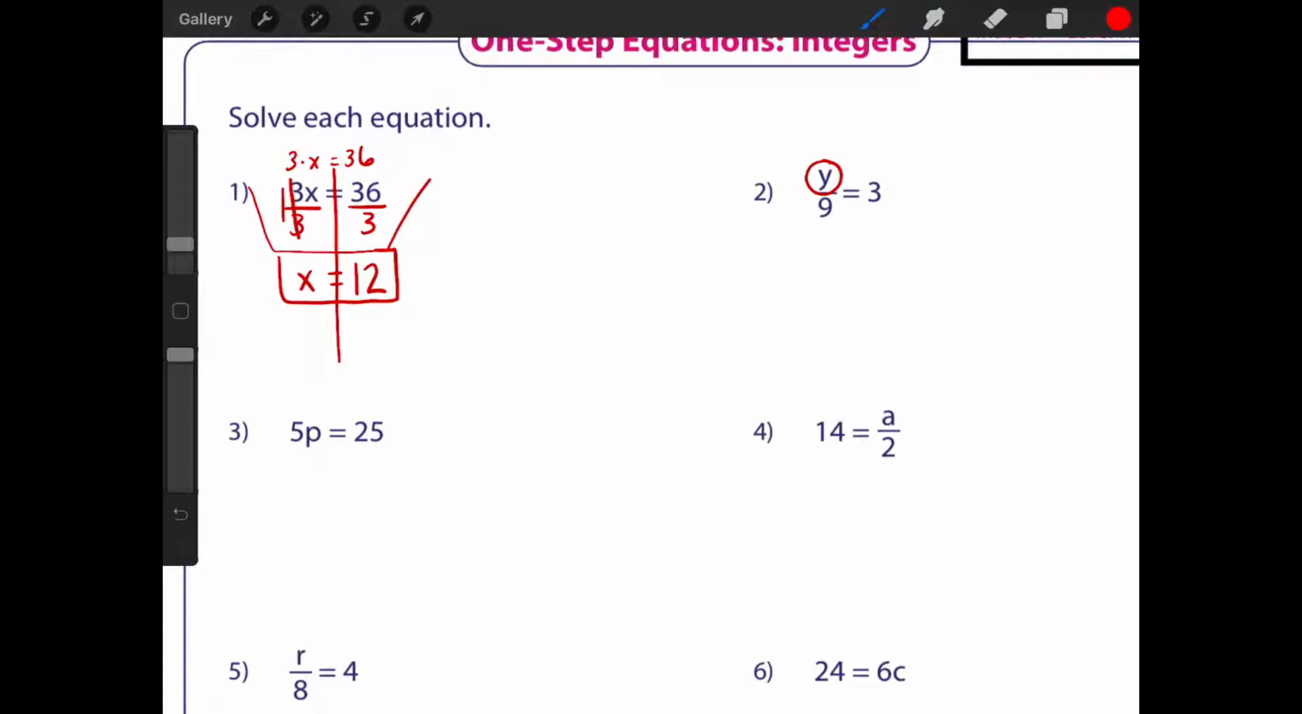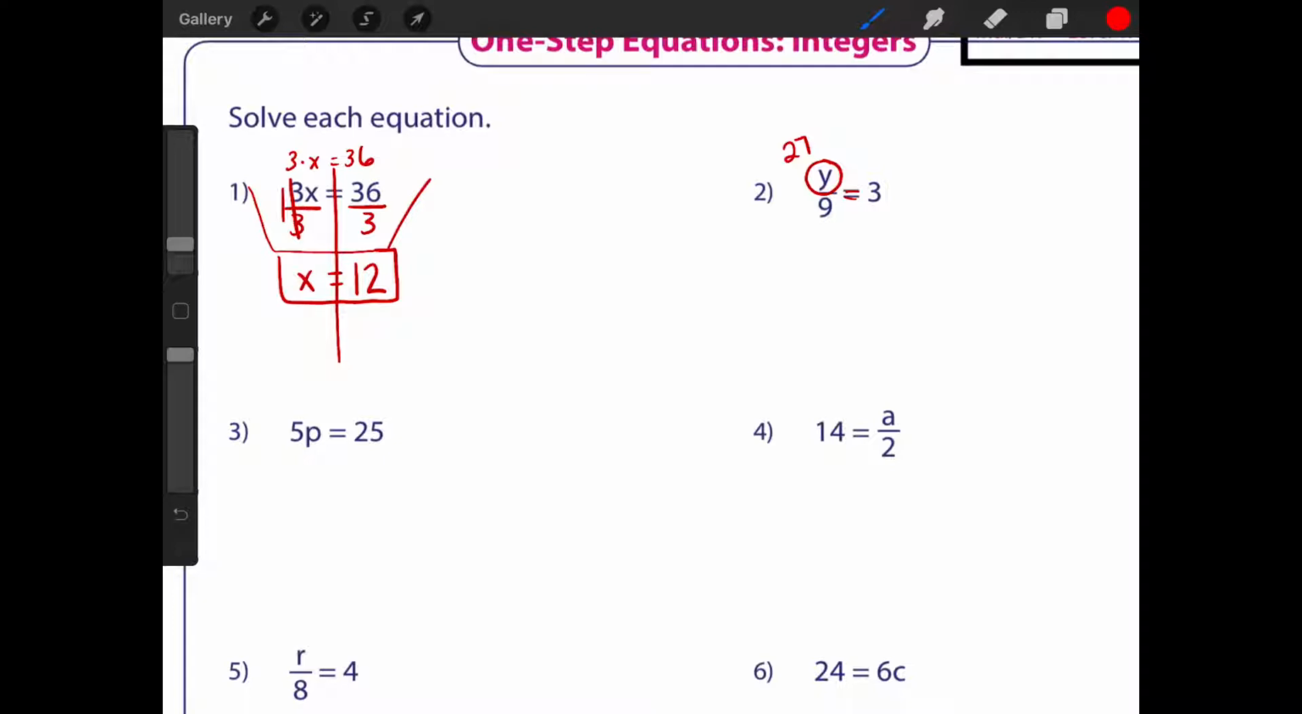So what divided by 9 would give me 3? I have to think of a larger number divided up into 9 groups, and each group ends up having 3 in it. So what I'm actually thinking about is, what is 9 times 3? 9 times 3 is 27. So 27 divided by 9 equals 3.